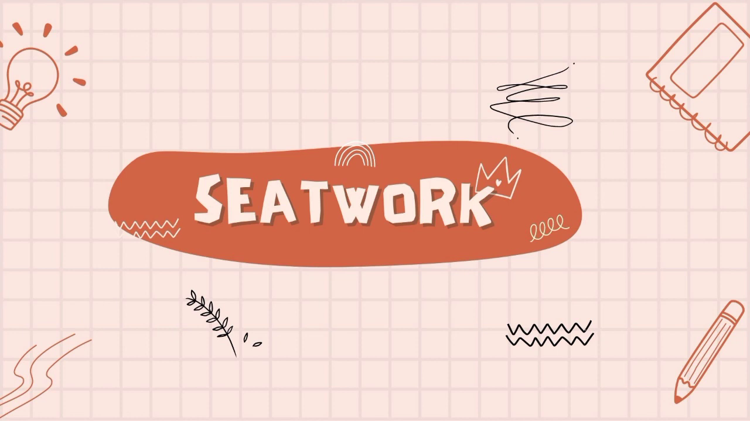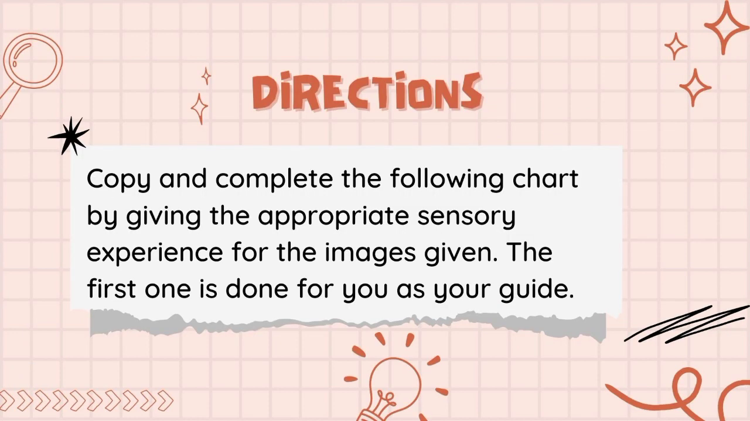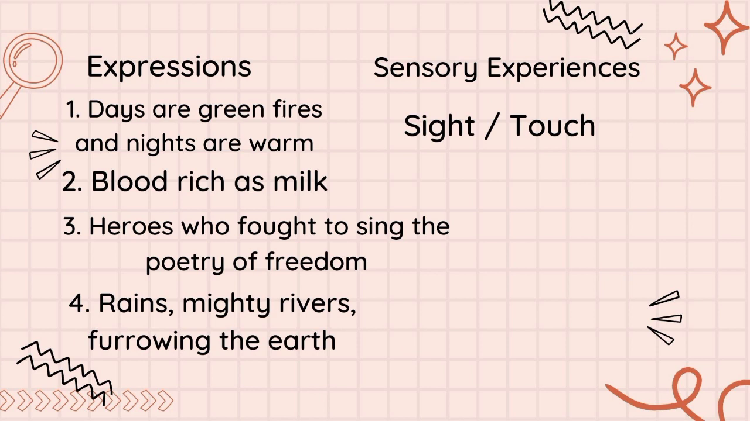Okay, for your seat work, let's see the direction. Copy and complete the following chart by giving the appropriate sensory experience for the image given. The first one is done for you as your guide. Let's see the first one. One side is the expression, the other side is the sensory experience. The example, days are green, fires and nights are warm. And the sensory experience is sight or touch. You can see in there, days are green, fires, it is sight for the sensory experience. And nights are warm is for the sensory experience touch.